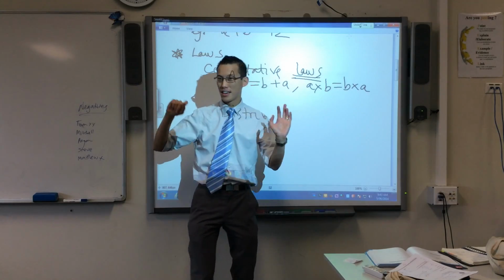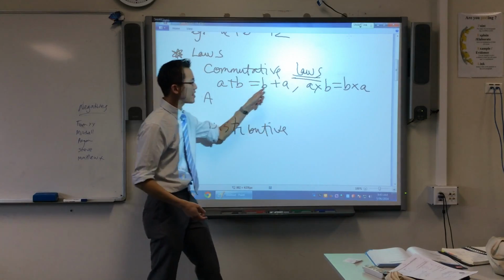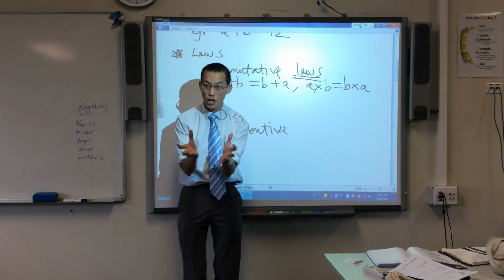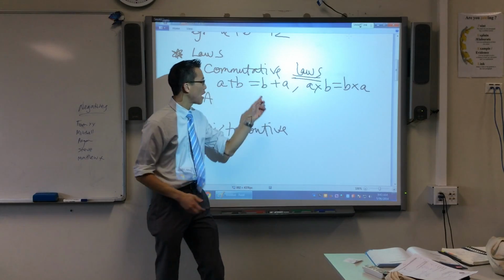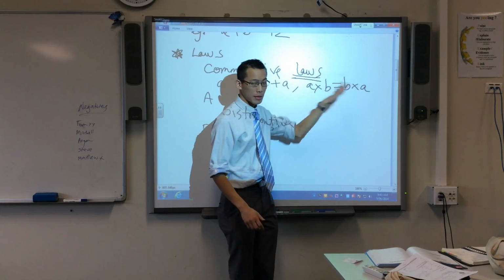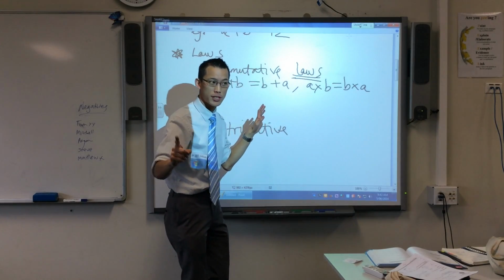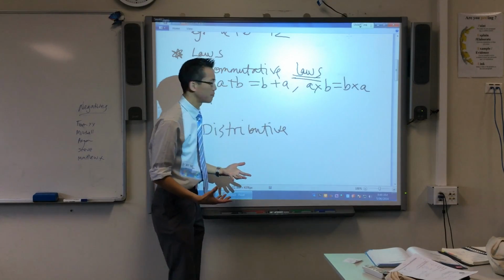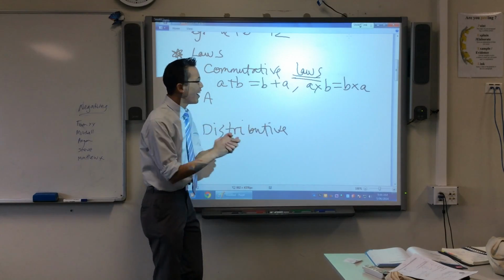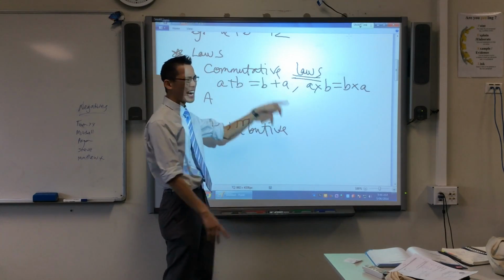Now, let's look at this. So hopefully you have this in your book. These two here, these are the commutative laws, okay? They work for addition and multiplication, but not for subtraction and division. Okay. Didn't I just say it? Anyway. Now, here's the important thing. I mean, commutative, that's a weird word.